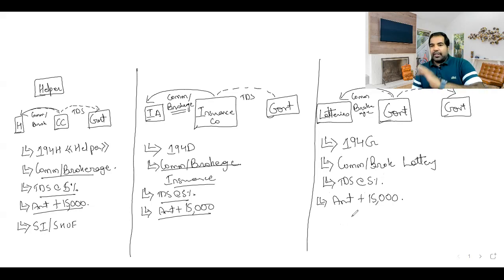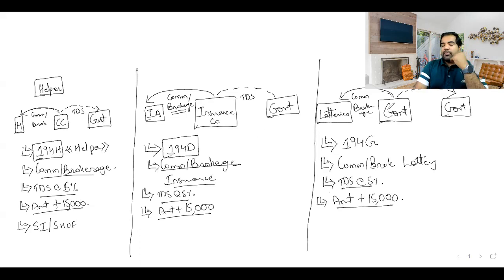So on, all these three sections are the same. Yes, the same, because rates are the same, 5%, 5%, 5%. Threshold is the same, more than 15,000 in each. This is H for helper, normal commission on brokerage. This is D, insurance commission and brokerage. And this is G, lottery commission and brokerage. So the nature of payment is slightly different. Otherwise, threshold is the same.